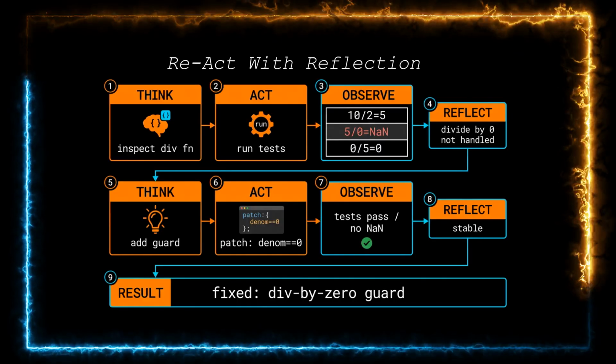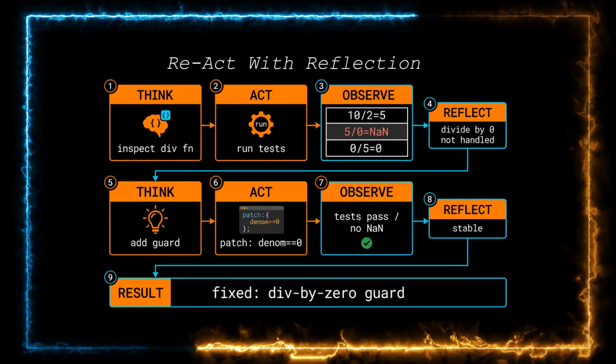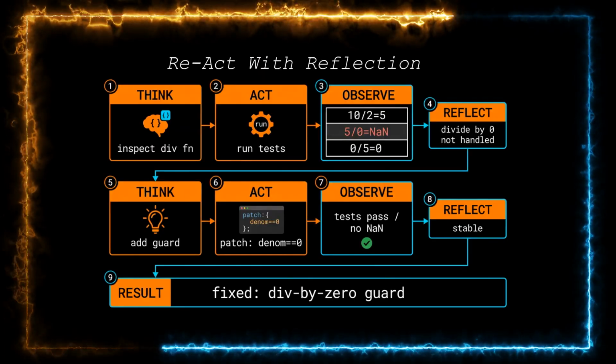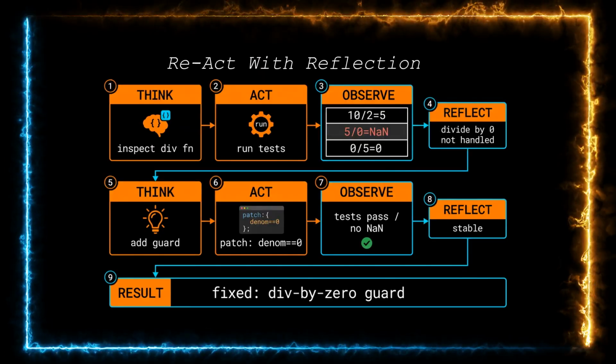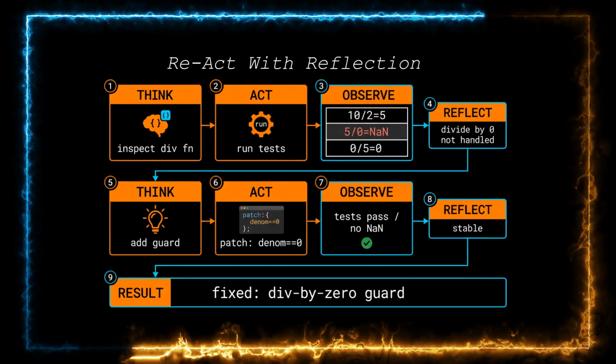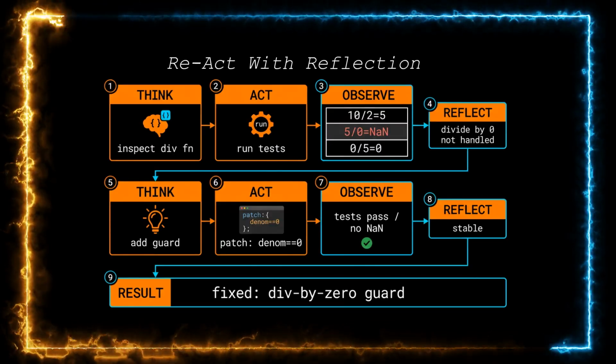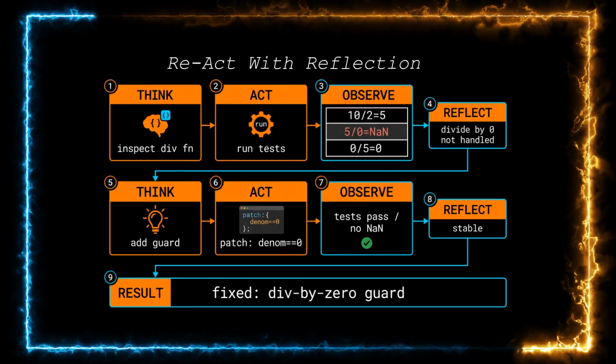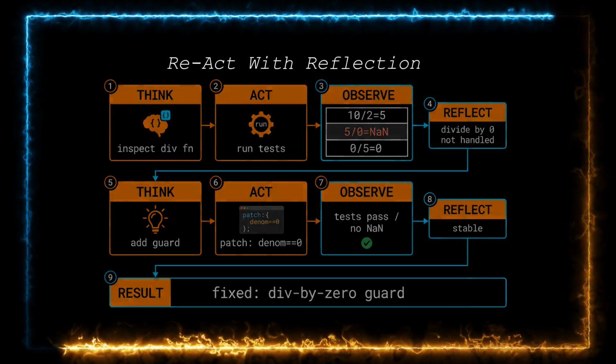Act: update code to return 0 or an error when the denominator is 0. Observe: tests rerun successfully, no NaN values. Reflect: the fix is correct and stable, no further changes needed. Final result: bug fixed by handling division by 0 cases properly.